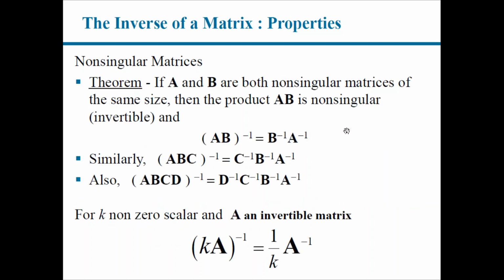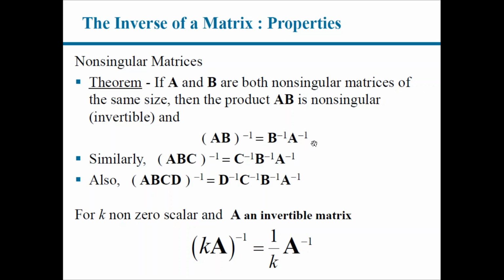Now, if I have two matrices of the same size that are invertible, their product is also invertible. So the product of two invertible matrices is also invertible. Not only that, but we know what the inverse actually is. So the inverse of the product of two invertible matrices, AB, is B inverse times A inverse. Again, you see how we swapped the order of the matrices.